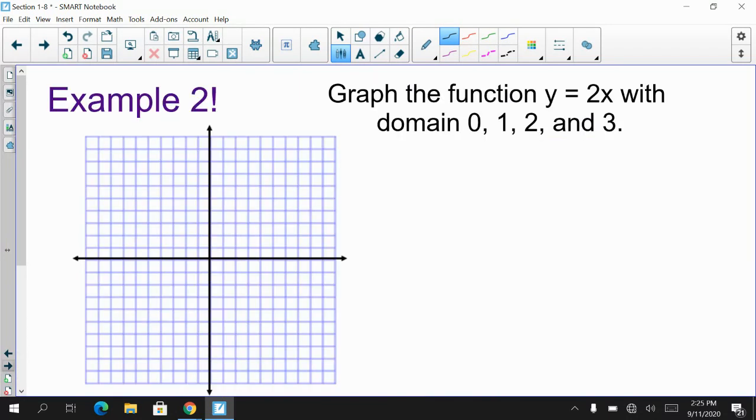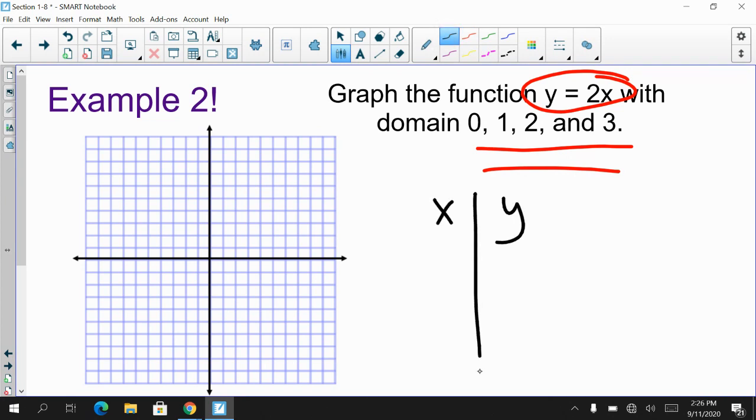So example 2, I want to graph this now. They're giving me a function, an equation, y equals 2x. And they give me a list of domain. Domain is my x values. So I'm going to make a table, and I'm going to list my x values, 0, 1, 2, 3.